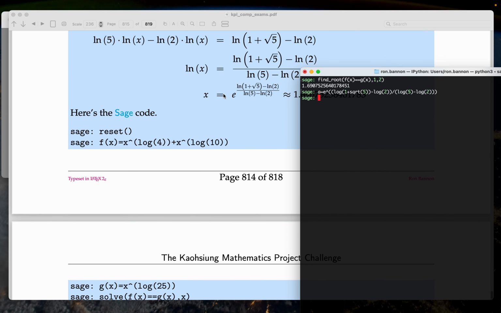When I do that, I want to tell you what I just typed in. I typed in this over here. x is e to the power, and what's that power? You know, it's a fraction. It's the natural log of 1 plus root 5 minus the natural log of 2, divided by the natural log of 5 minus the natural log of 2. I want to display a, though. And if I do that, someone says, I wonder what that looks like. And it doesn't look like what I want it to look like, so I need to approximate it. So I'm going to say a and use that dot n notation now. All right? And what's that going to do?